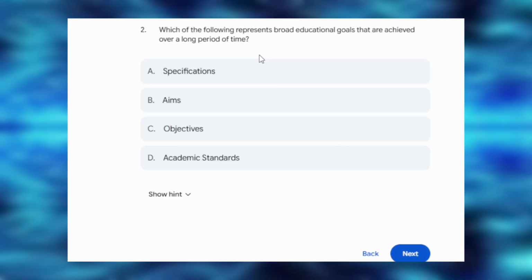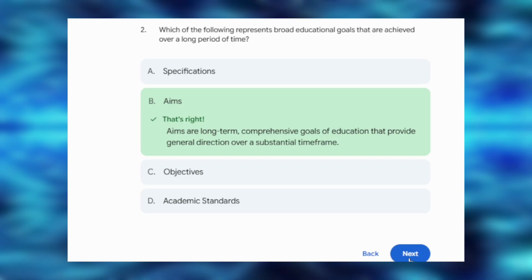Next problem. Which of the following represents broad educational goals that are achieved over a long period of time? Long period goals ni ఏమంటాము? Aims is the correct answer.